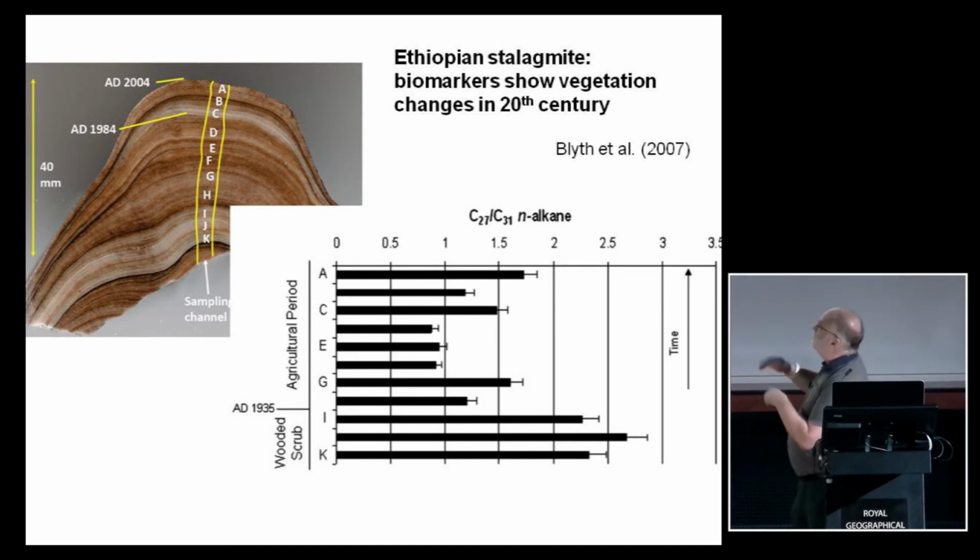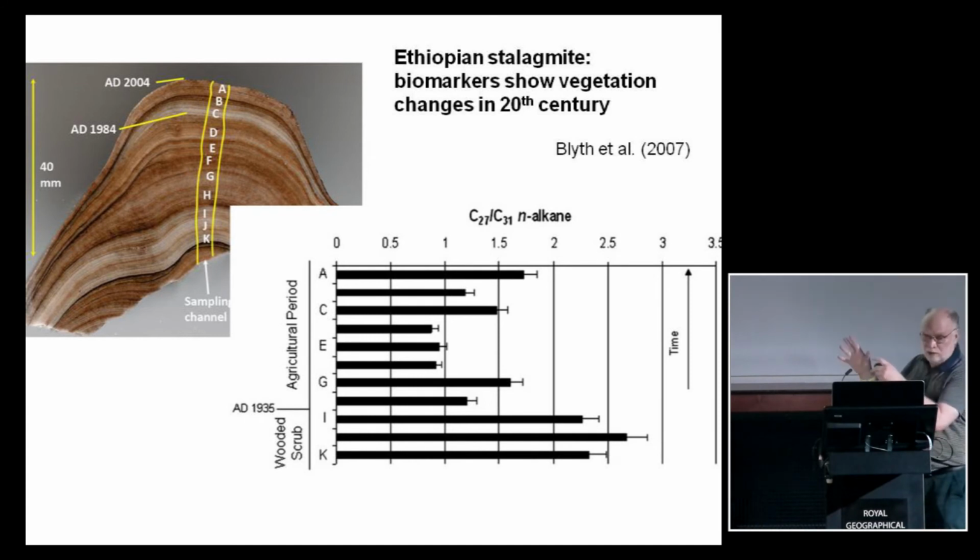And here, yet another completely different example. This is using organic molecules in stalagmites to tell us about changes from natural vegetation to farming, and here during the middle of the 20th century. And there's great scope in future to use these organic biomarkers.